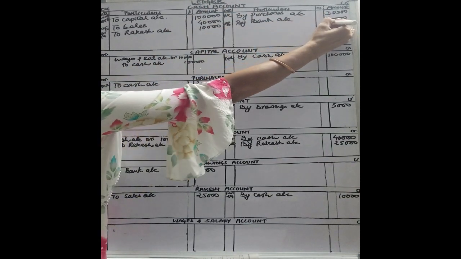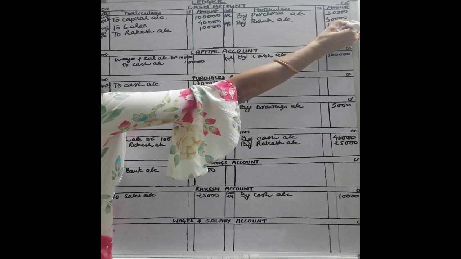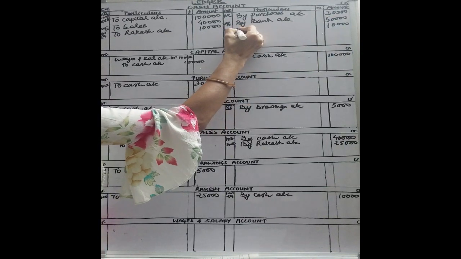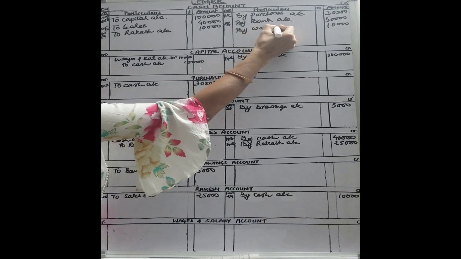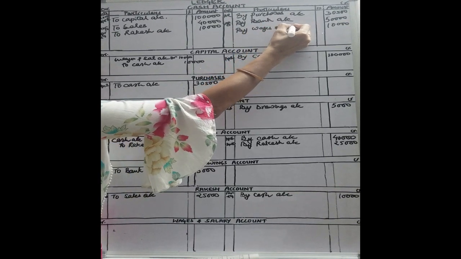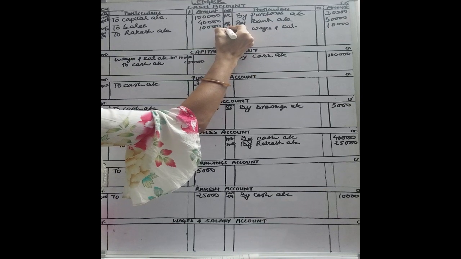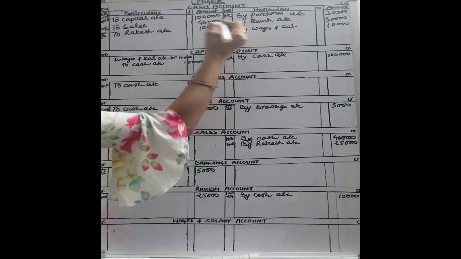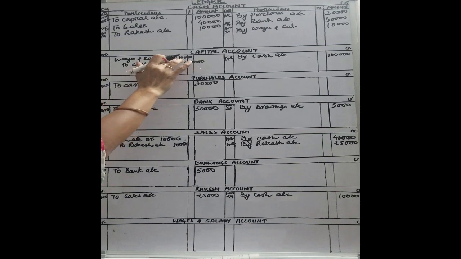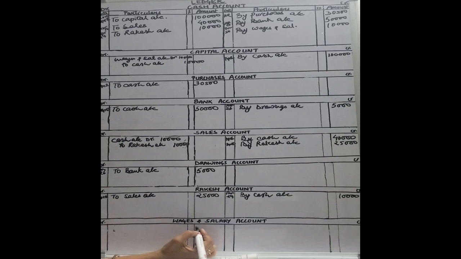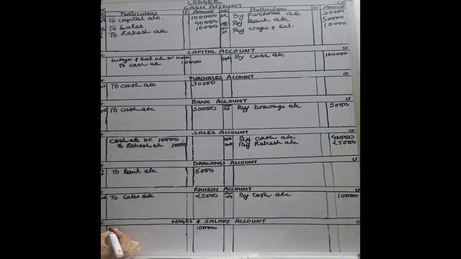So we will credit the cash account with rupees 10,000, and the reason behind crediting the cash account is wages and salaries, on April 30th. Now the other account is the wages and salary account. Here the wages and salary account is debited. So we will debit the wages and salaries account by writing the account on the debit side.